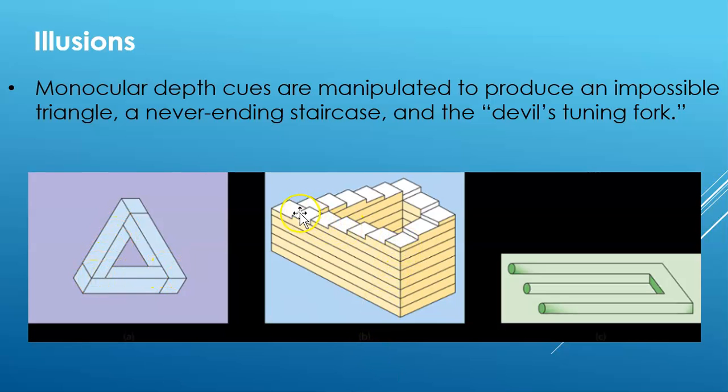So like this never-ending staircase, you're always going up, but that's impossible because you're never going anywhere, or you can always go down. So how does that work? And then the devil's tuning fork, if you actually look here, we have a line here, and it kind of just stops there. And same here, if we go over, it goes down into this gap. And the tuning fork is the gap in the middle.